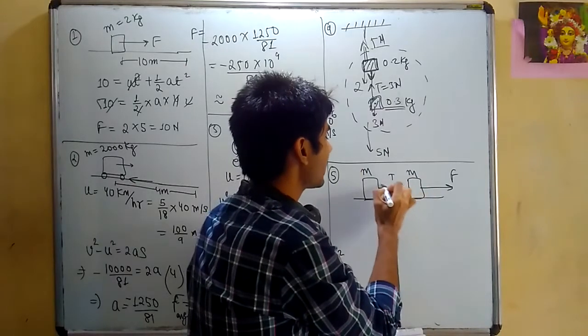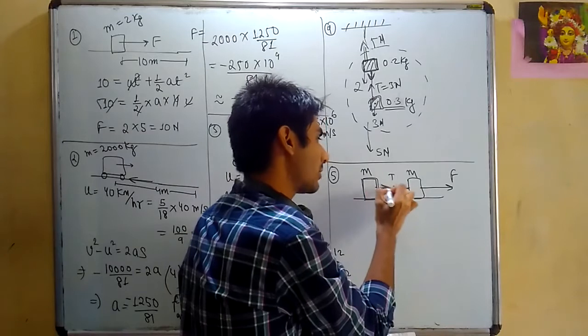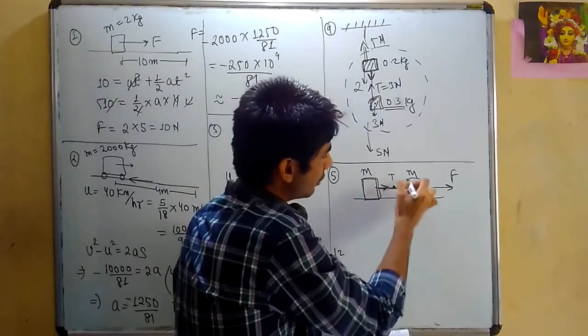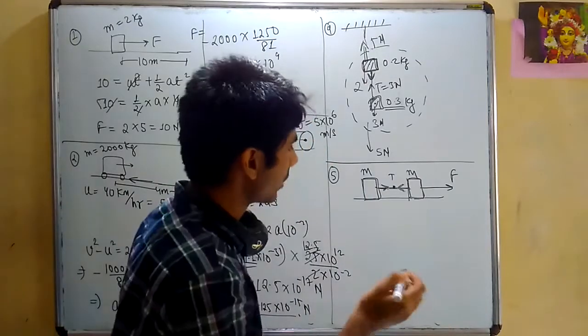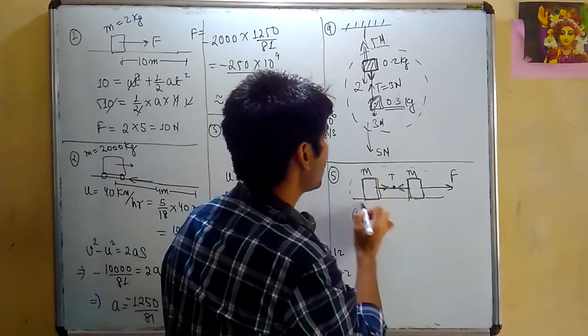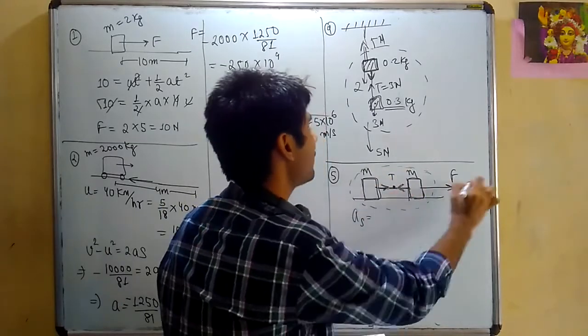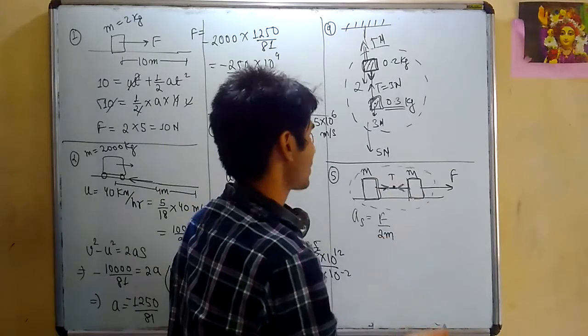In one string, tension can act in both directions. How? For this particular block, tension will act away from the body, and for this other block, tension will also act away from the body so as to pull it. The business of tension is to always pull. It is quite natural that if I pull this with a force F, the acceleration of the system will be F divided by the total mass. This is the acceleration of the system.